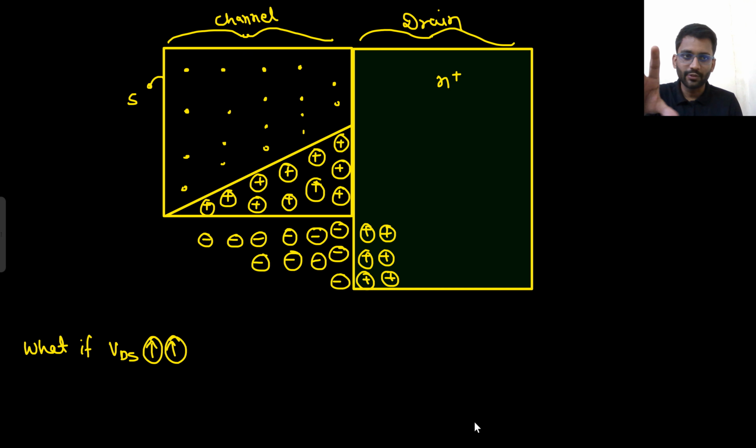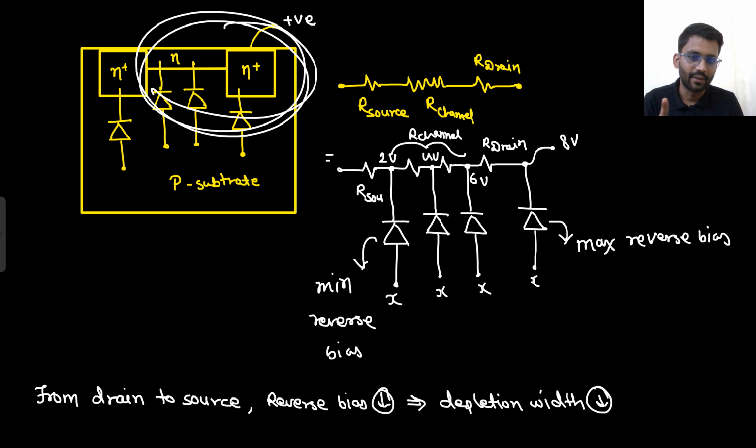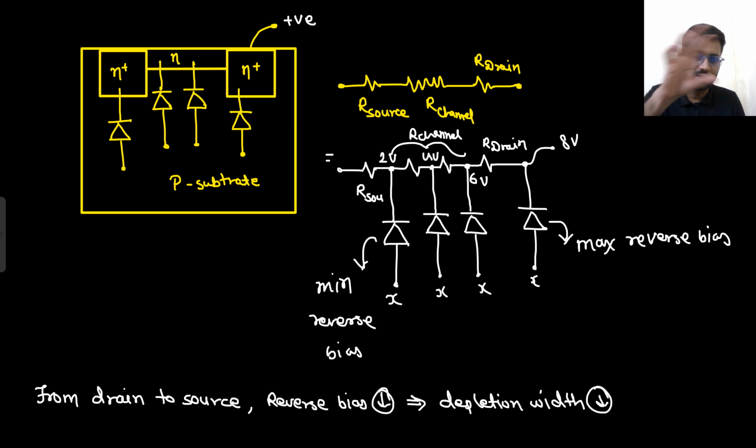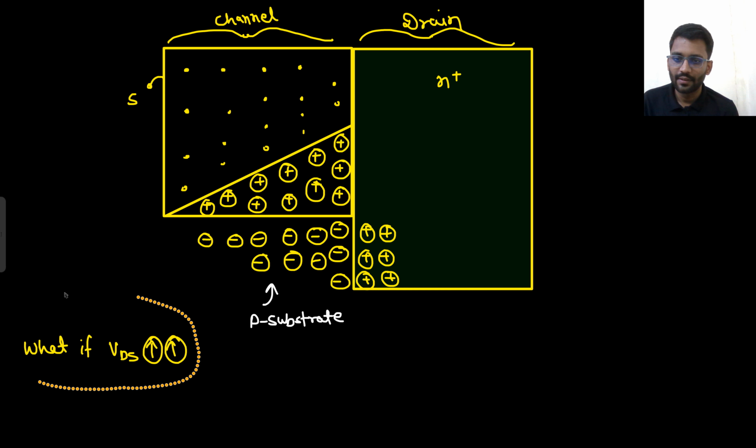So this is not a complete MOSFET. These two parts only I have drawn: the channel and the drain. This is the drain. This is the channel. And what is this? This negative, negative, negative. From where is this negative coming? That is the P substrate.